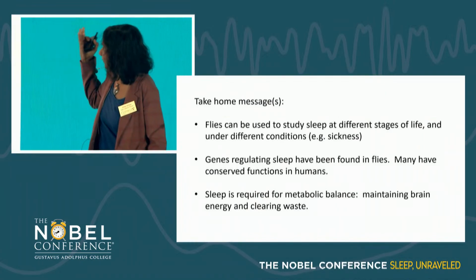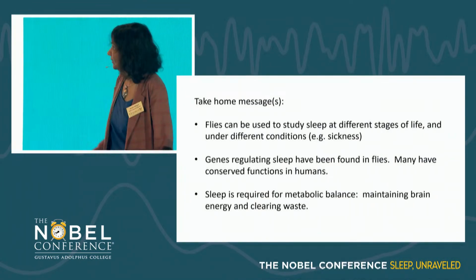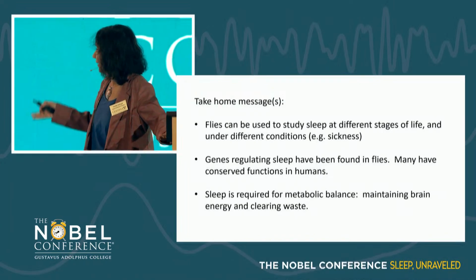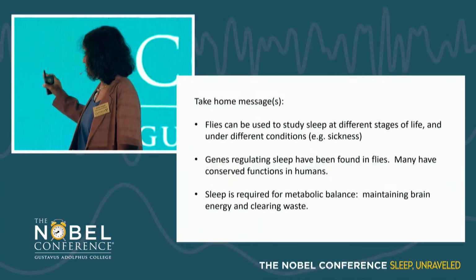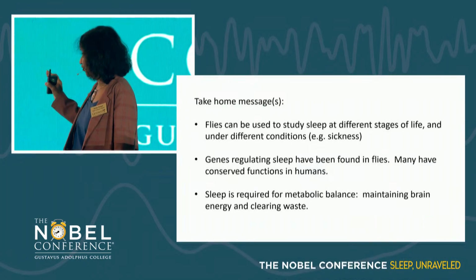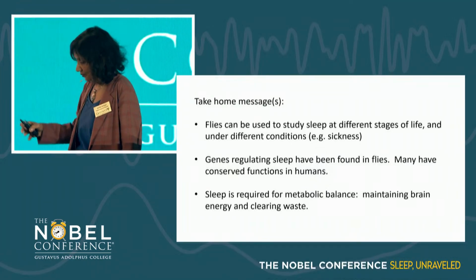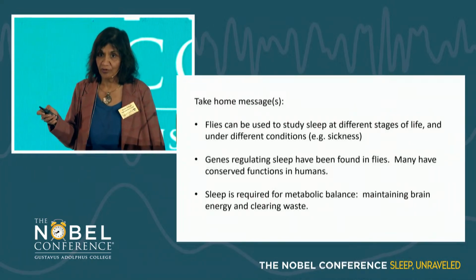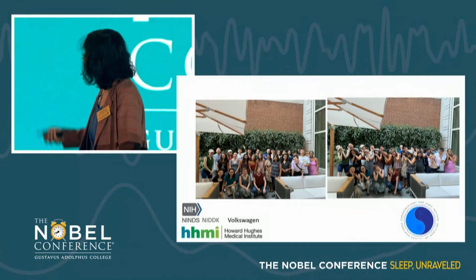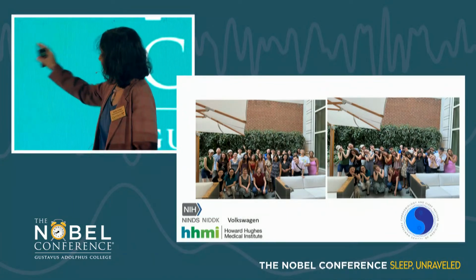So my take-home messages are basically that we can study sleep at different stages of life, under different conditions. We found genes regulating sleep in flies. They have conserved functions in humans. And we believe sleep is important for metabolic balance, especially in the brain, but also the periphery. And that's my lab, awake and asleep.